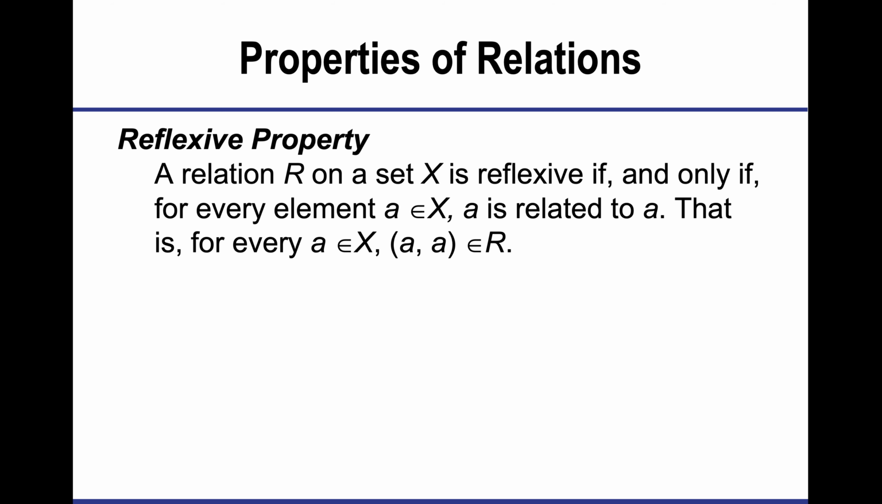The reflexive property seems like it might be redundant, but the reflexive property is that something's always going to be equal itself. A is always going to be equal to A. 2 is always going to be equal to 2.